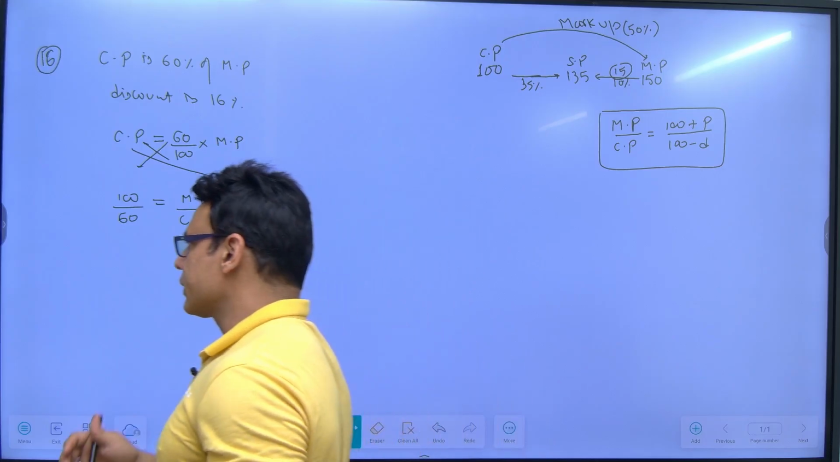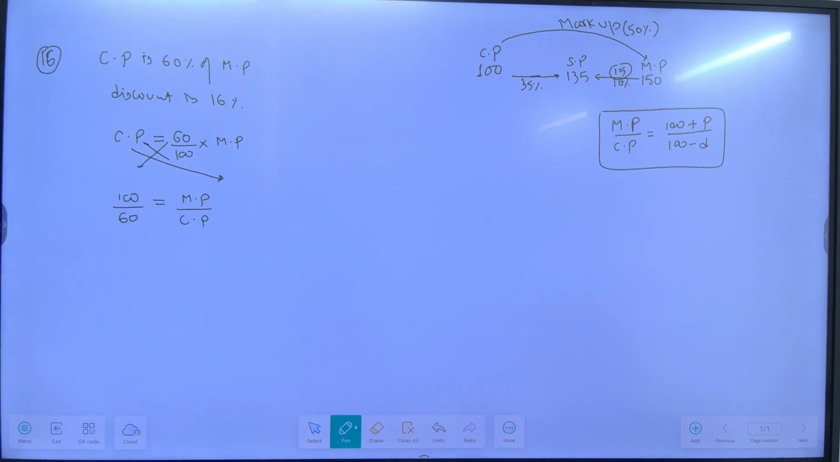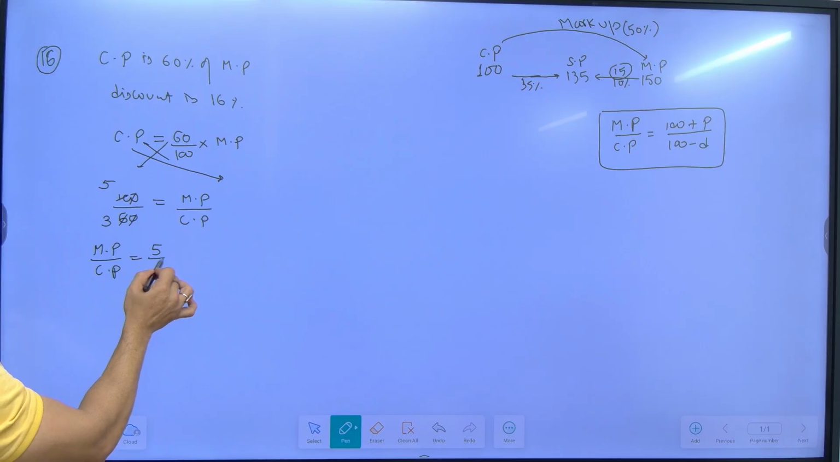Can we write it like this? You understood 100 by 60, and then CP will go here, right? Cancel, cancel. 2, 3, 2, 5. So what is MP by CP? 5 by 3.